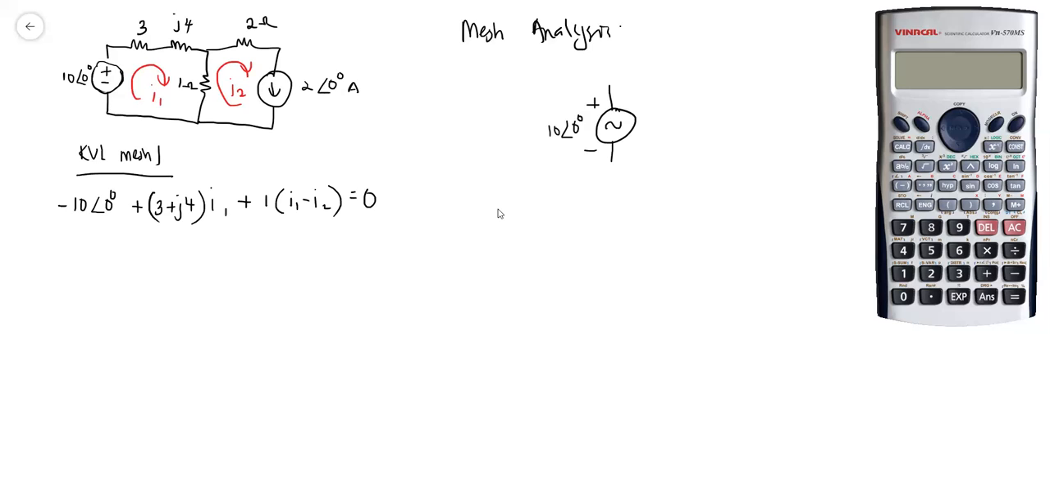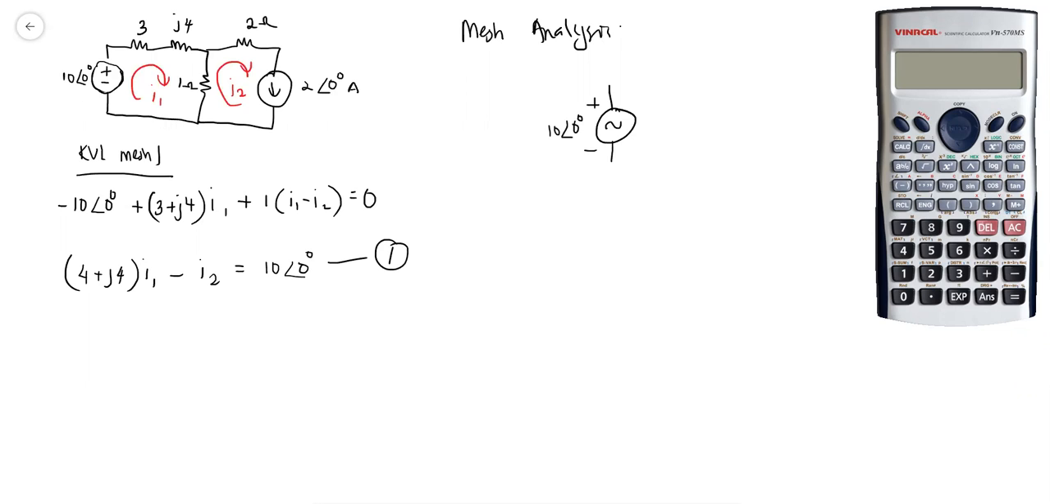Okay, so you need to simplify this. For me, this one will become 3 plus J4, I1, and then this one also I1, sorry, this is a complex number, so you need to be very careful. So 3 plus 1 I1, so this will become (4 plus J4) I1 minus I2, then this is equal to 10 with an angle of 0. So this is your first equation from the KVL.